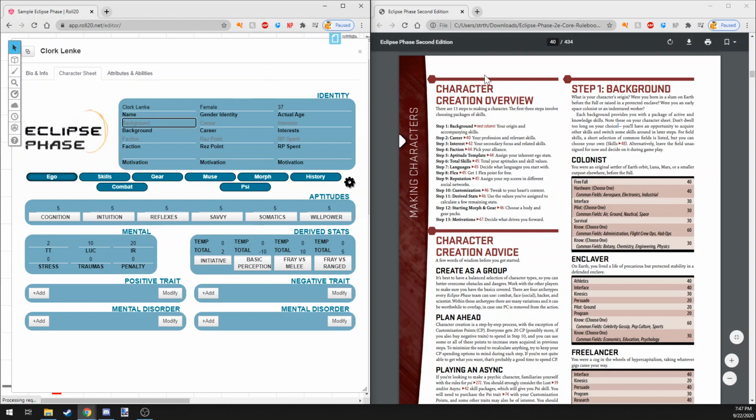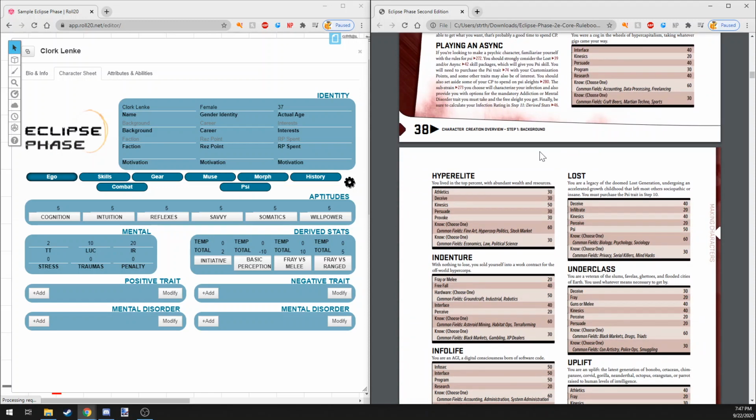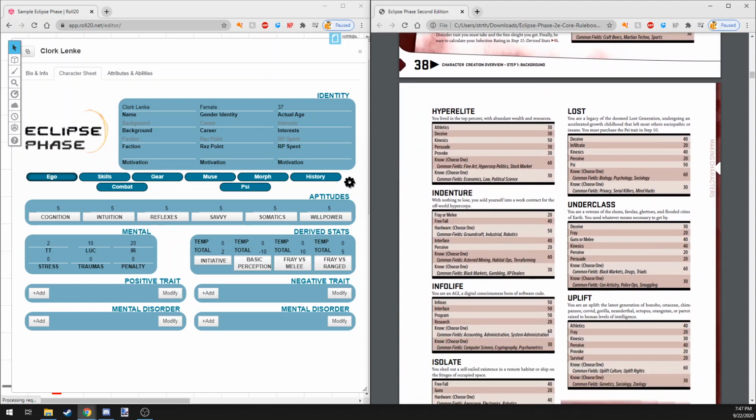So now step one is background. Background is basically where your character is from, what is kind of the start of their life. I'm going to say hyper elite. You lived in the top percent with abundant wealth and resources. Because I think it would be really cool if I was a wildly successful assassin who, during the day, is living large in mansions and has all this money, and then at night I go killing people. So I'm going to put down Hyper Elite.